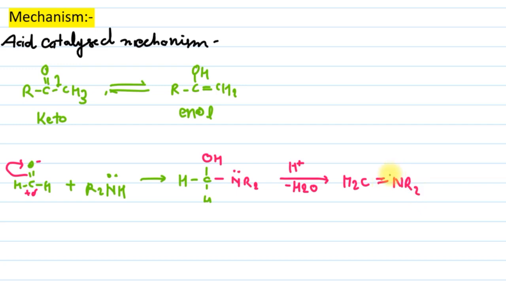Nitrogen having one lone pair of electrons, and now the pi electron of carbon and nitrogen moves over the nitrogen atom, because nitrogen is more electronegative than carbon.